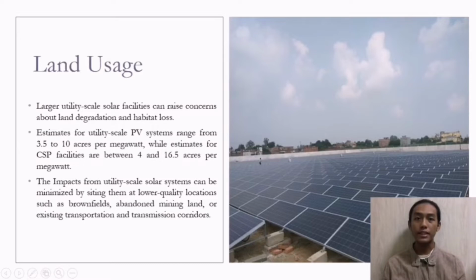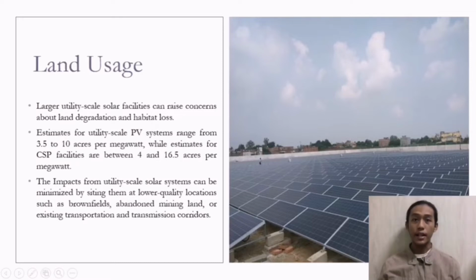Unlike wind facilities, there is less opportunity for solar projects to share land with agricultural uses. However, land impacts from utility-scale solar systems can be minimized by siting them at lower quality locations such as brownfields, abandoned mining land, or existing transportation and transmission corridors. Smaller scale solar PV arrays, which can be built on homes or commercial buildings, also have minimal land use impact.